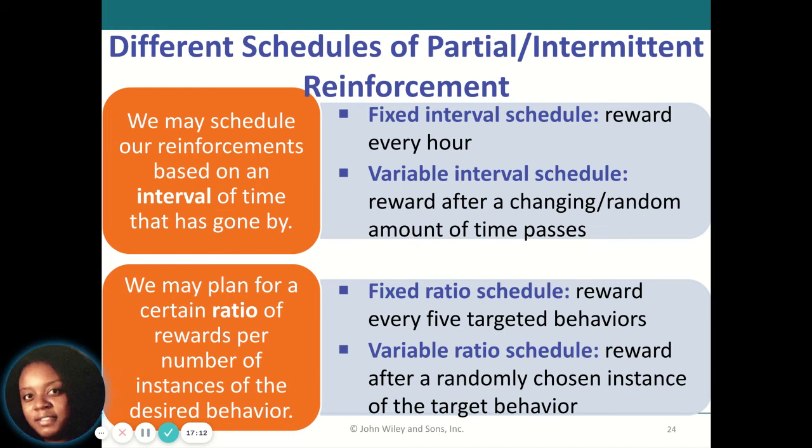A fixed ratio schedule is to reward somebody after a certain number of targets. So when you work your job, you are paid $12 an hour, but you receive your paycheck on a fixed ratio schedule. You get paid every 2 weeks or every 1 week.